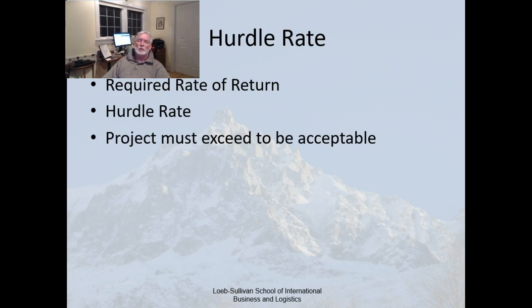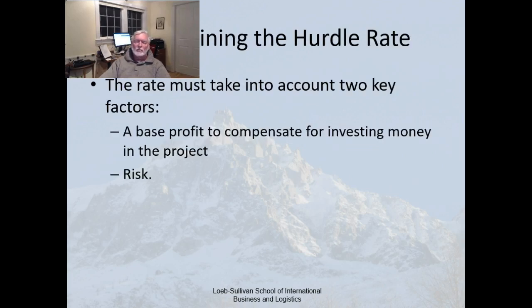So if I have a higher return than my hurdle rate, then I'm going to exceed the required rate of return, and it's an attractive project. So I can rank projects and take the most attractive one, the one that exceeds the required rate of return by the most. So how do I figure out the hurdle rate?